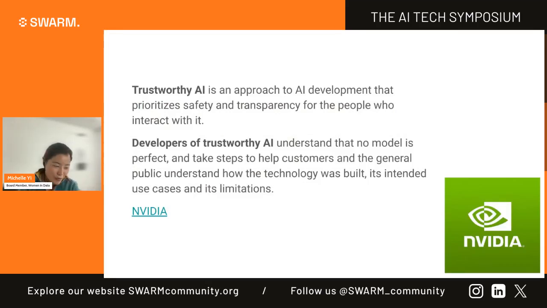For this talk, and also just in general, I looked at over 30 different definitions, and there are a lot of definitions of trustworthy AI, trust me. So I pulled out three of my favorites across different types of industry leaders, academia, and private institutions. One of the definitions that I liked around what it means to build a trustworthy AI system is NVIDIA's. They talk about trustworthy AI as something that prioritizes safety and transparency for people who interact with it, which I think is something we would all agree with. Also, as developers of trustworthy AI, we understand that there's no model that's perfect, and we also help people understand what the limitations of the technology actually are.